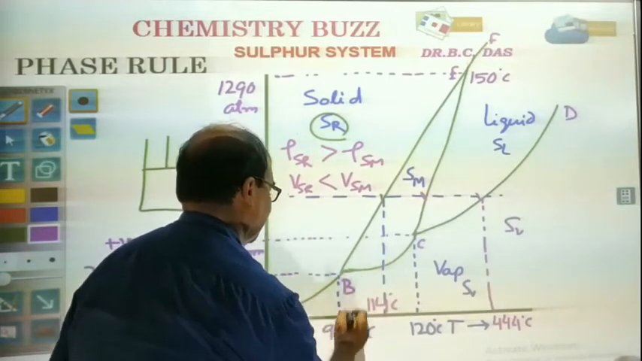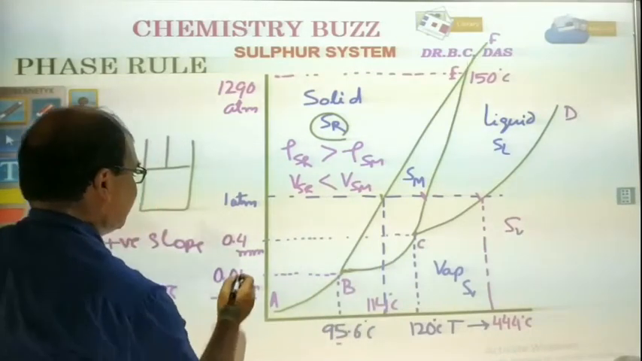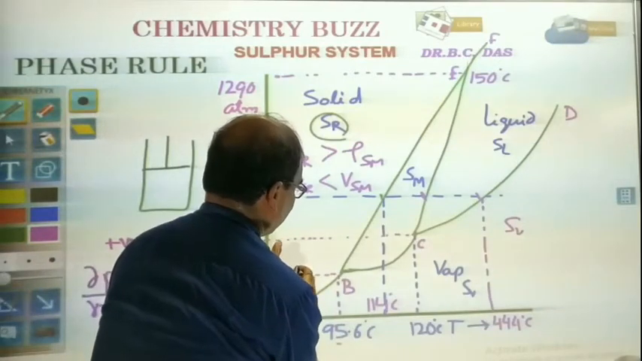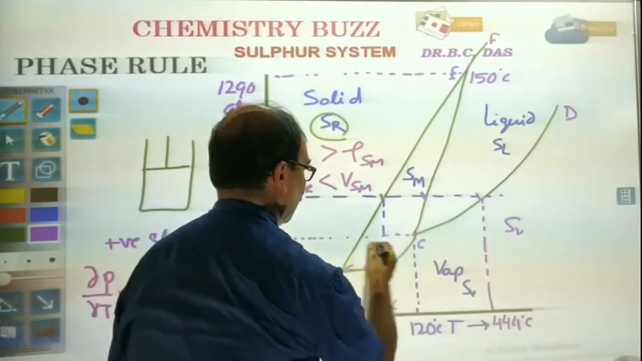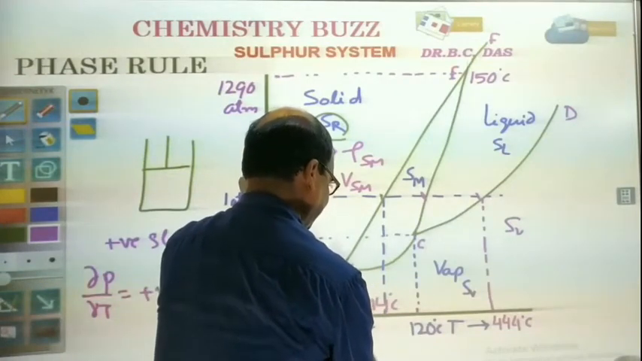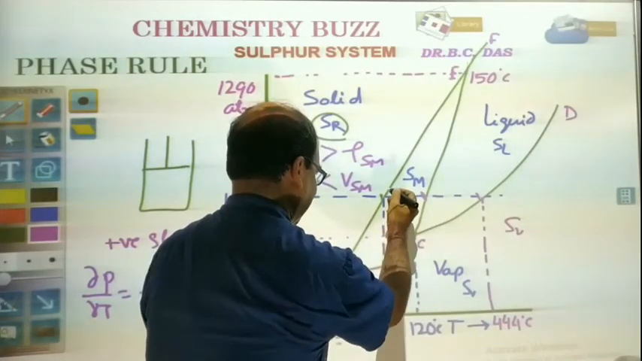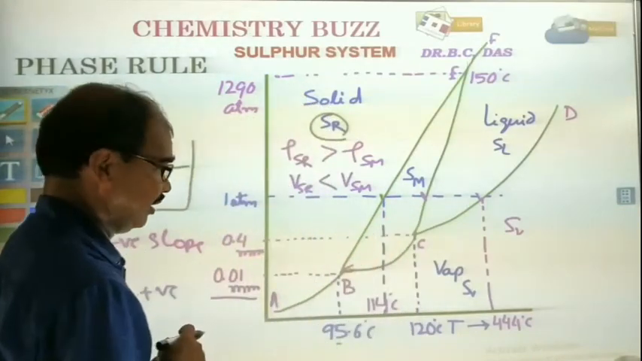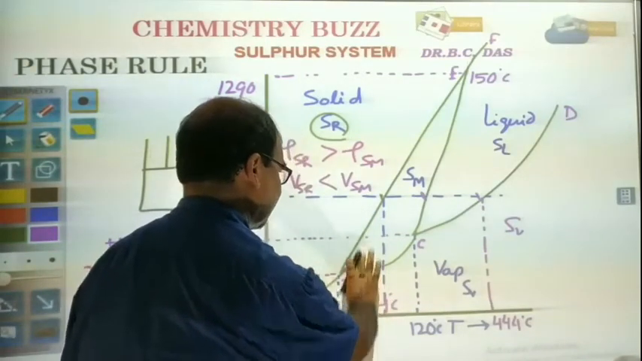So, when 95.6 degree centigrade is reached at a pressure of 0.01 mm mercury, then here in addition to the rhombic sulfur and sulfur vapor, another substance starts forming, that is monoclinic sulfur. Okay. Again, from this point, if we increase the pressure, the temperature will increase, okay, and we proceed along this line. So the conversion of rhombic sulfur to monoclinic sulfur will be faster, and the formation of sulfur vapor is stopped in this line.